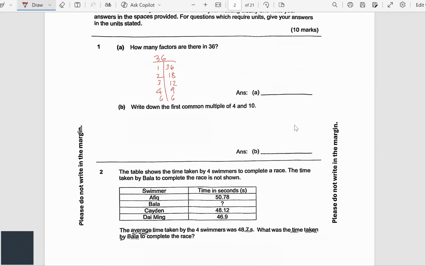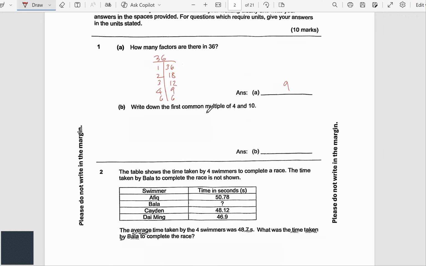Now, how many factors are there? Please do not double count the 6. 6 is just the same number, right? 6 and 6. So you count it as 1. So 1, 2, 3, 4, 5, 6, 7, 8, 9. Okay, don't count the 6 twice. So there are 9 factors.